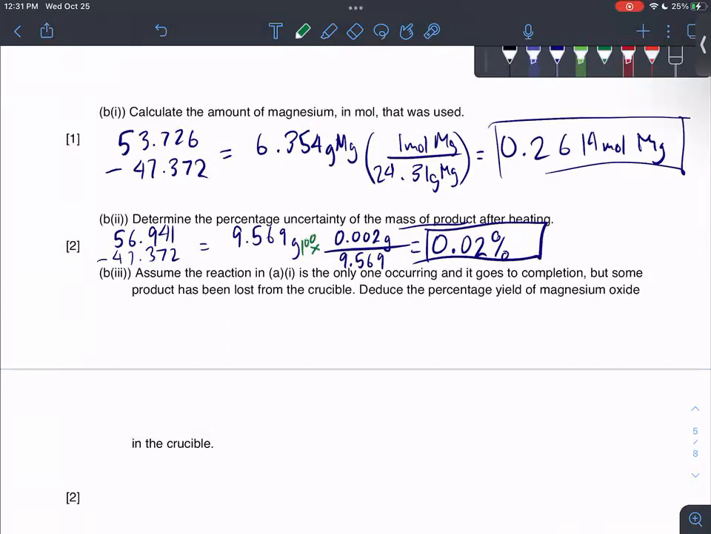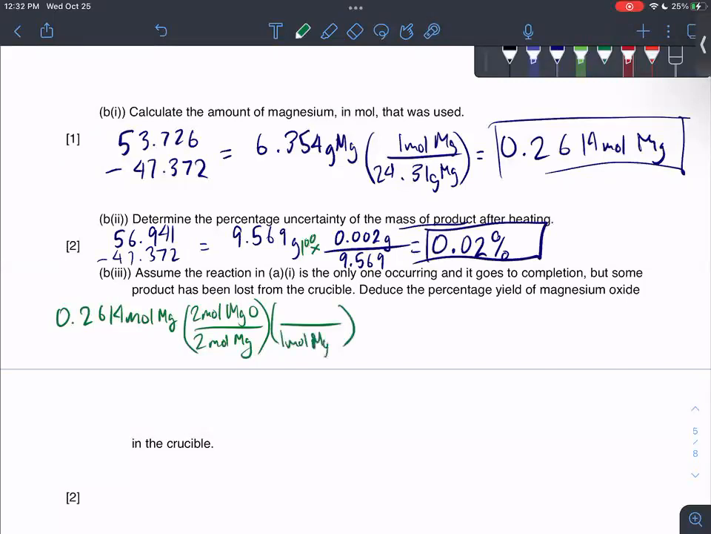All right. Assuming the reaction is the only one occurring and it goes to completion, but some product has been lost from the crucible, determine the percent yield of magnesium oxide. Well, to determine the percent yield, we first need to find out what our theoretical yield should be. So we will take our original 0.2614 mole Mg, convert 2 mole Mg to 2 mole MgO using our balanced chemical equation. Then we will use 1 mole MgO with 40.31 grams MgO. So this is just stoichiometry, cancel our units. And we get an answer of 10.536 grams MgO. That is our theoretical yield.